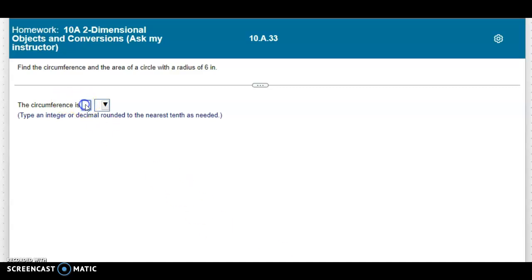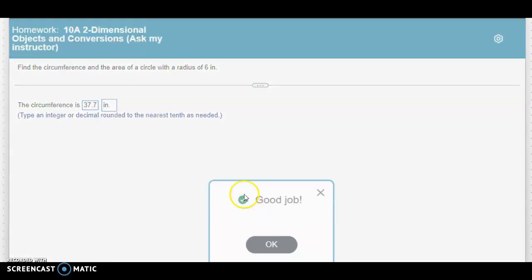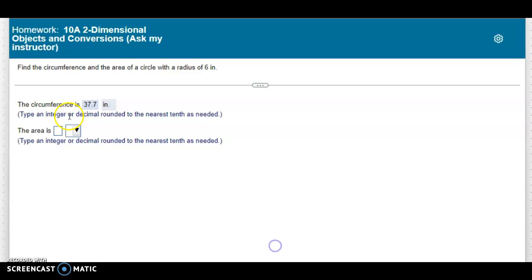And let's see what I get. Inches squared is for area. Inches cubed would be for volume. And inches is for circumference or perimeter. And now I'll hit check answer. And I get a green check mark. And so I move on.